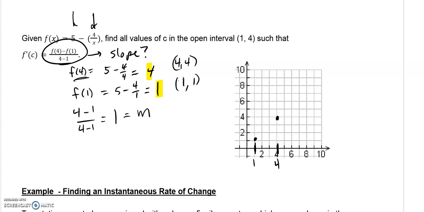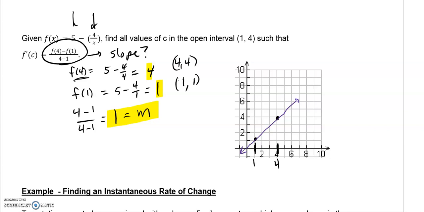So those would be the 2 points. And we're looking at the slope of that secant line right there. And you can look at the graph and see that the slope is, in fact, equal to 1. Now from there, we have to figure out where that value c is. So go ahead and find the derivative, and we're going to find where that derivative is equal to 1. So find the derivative, set it equal to 1.